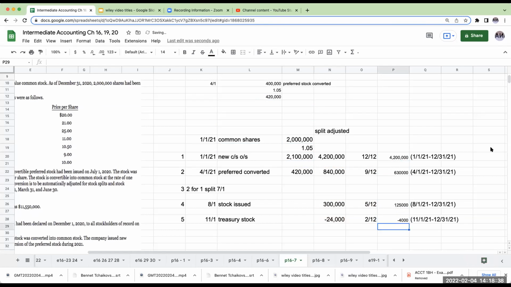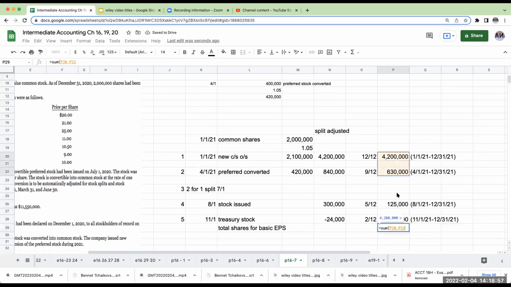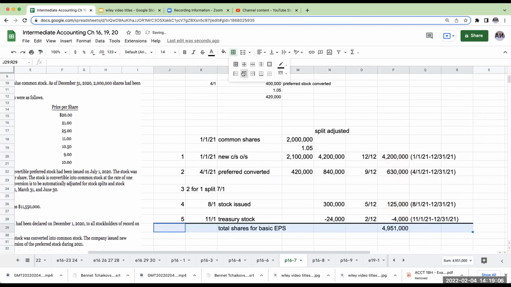Okay. So over here, when I go through, I'm going to go ahead and add up my numbers. So the total shares for basic earnings per share is going to be 4,951,000. So that is my total shares for basic earnings per share.